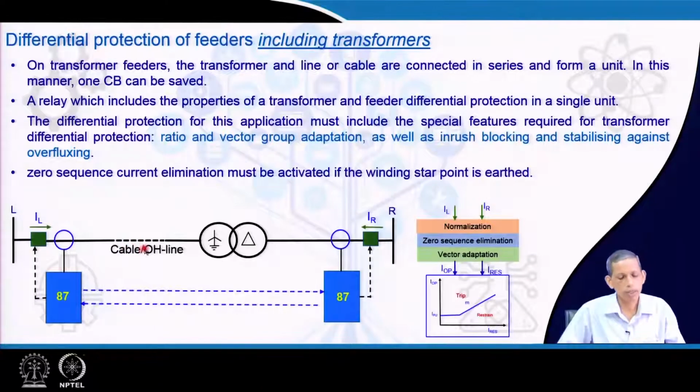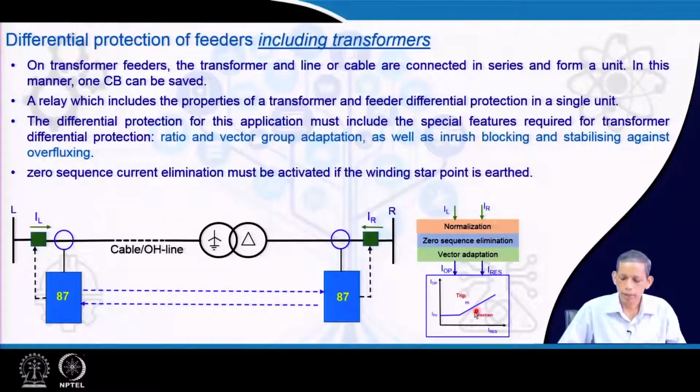So, we would like to have a combined differential protection of this. If you go for individual protections, that will be too expensive also. So, how the cable or the overhead line and the transformer can be jointly protected by the differential arrangement, that is the issue here in this case.